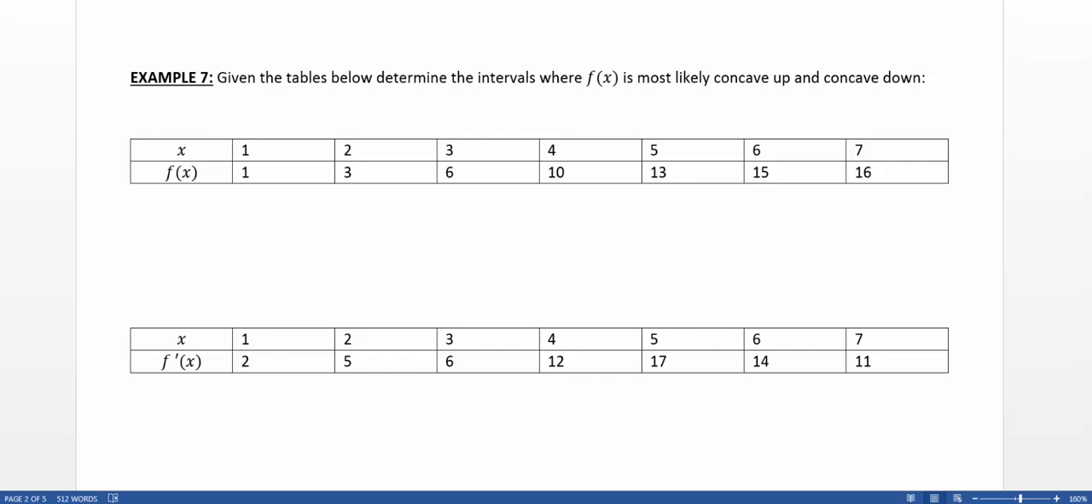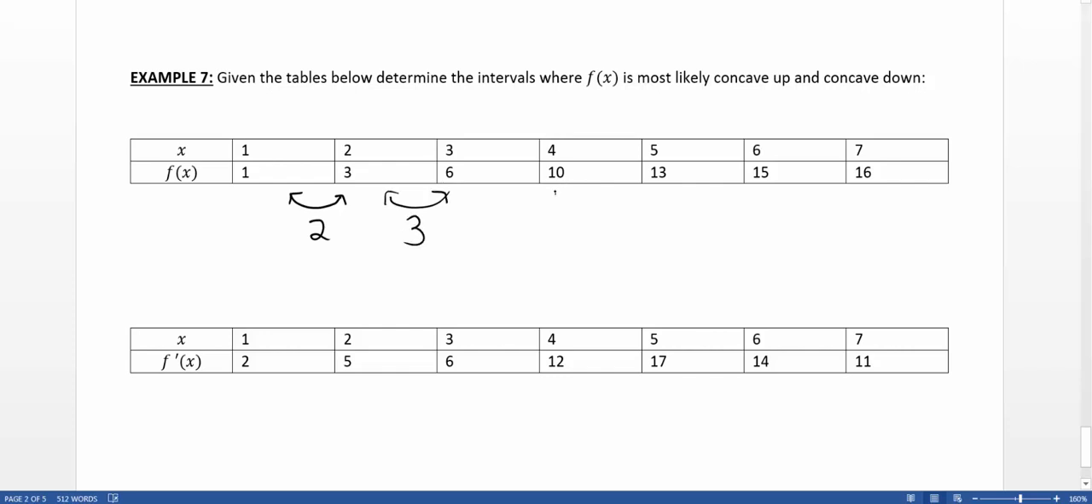So for our first table, we have x and f of x values. So this is your typical function. So that means we can use average rates of change to study the concavity. Remember, average rates of change look at change in y over change in x. So here, between 1 and 2, the change in y is 3 minus 1 divided by 2 minus 1. That's going to give me an average rate of change of 2. Between the next 2 points, I'm going to do 6 minus 3 divided by 3 minus 2, and that's going to give me 3.